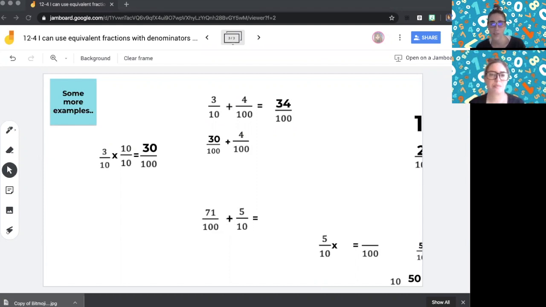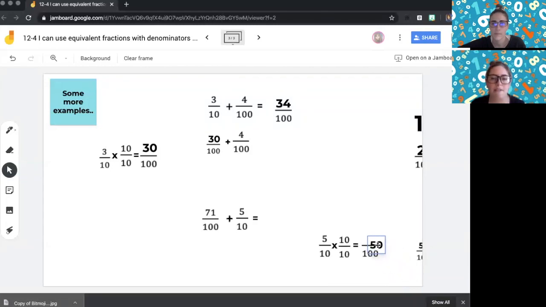71 hundredths plus 5 tenths. So again, we have 2 different denominators. I need to change 5 tenths into an equivalent fraction in hundredths. So I can multiply 5 tenths by a fraction equal to 1. Again, I'm going to use 10 tenths so I can get to a denominator of 100. 5 tenths times 10 tenths is going to give me 50 hundredths.